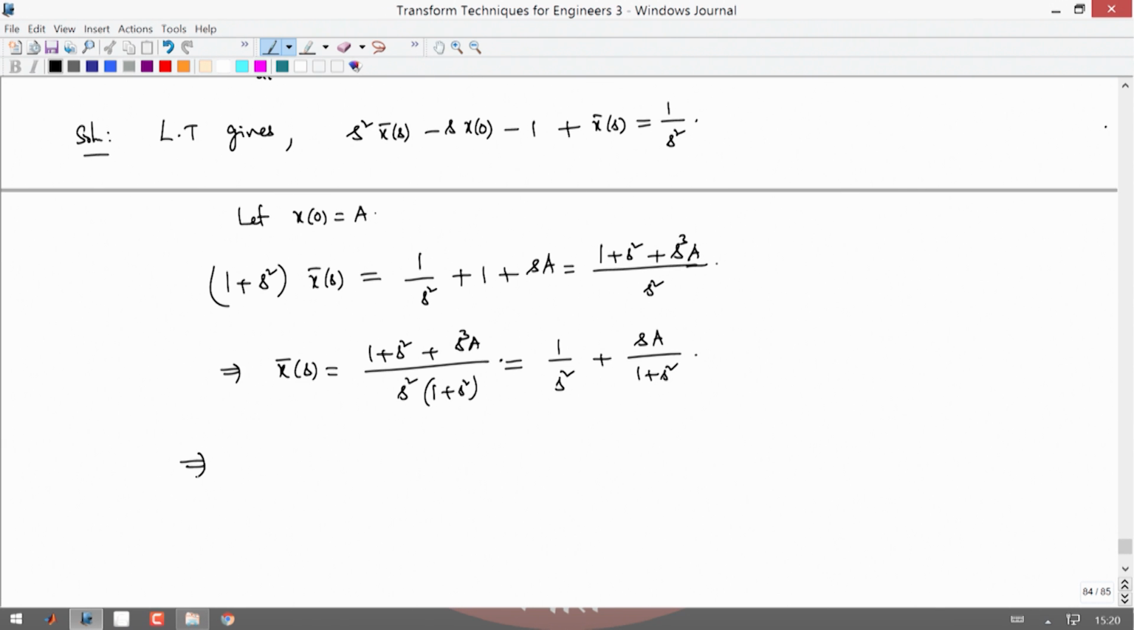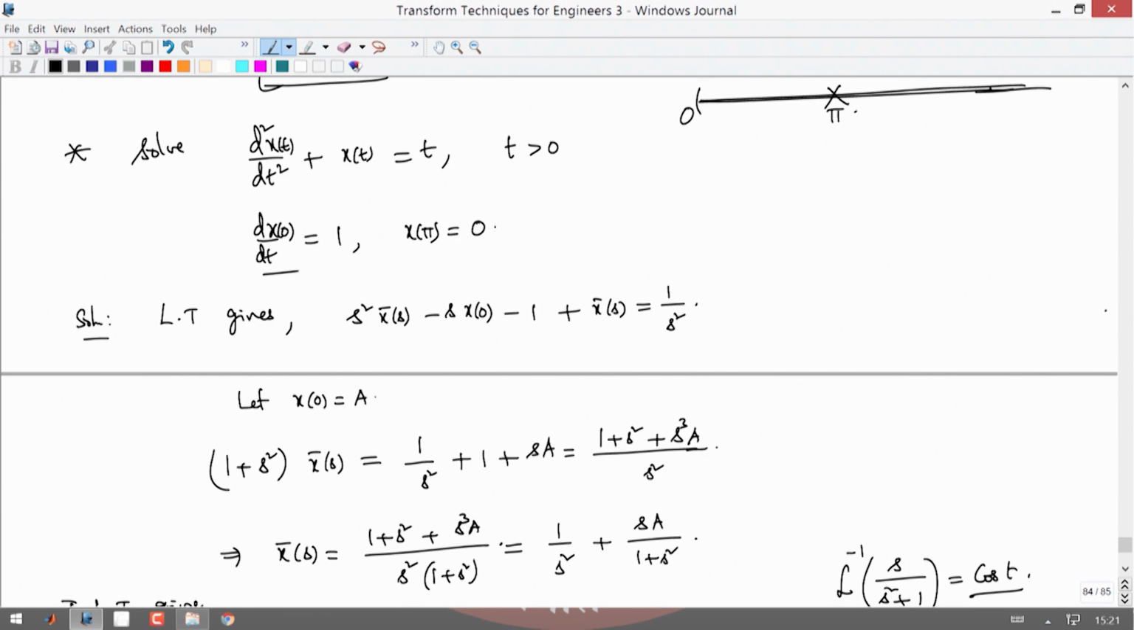Okay. So, you can easily get your inverse Laplace transform, which gives x of t. The 1 by s² is simply t, and this one will be a times, s by (1 plus s²) is cos t. So, cos t is s divided by s² plus 1, the Laplace inversion of this is cos t. So, this is the solution I have derived.